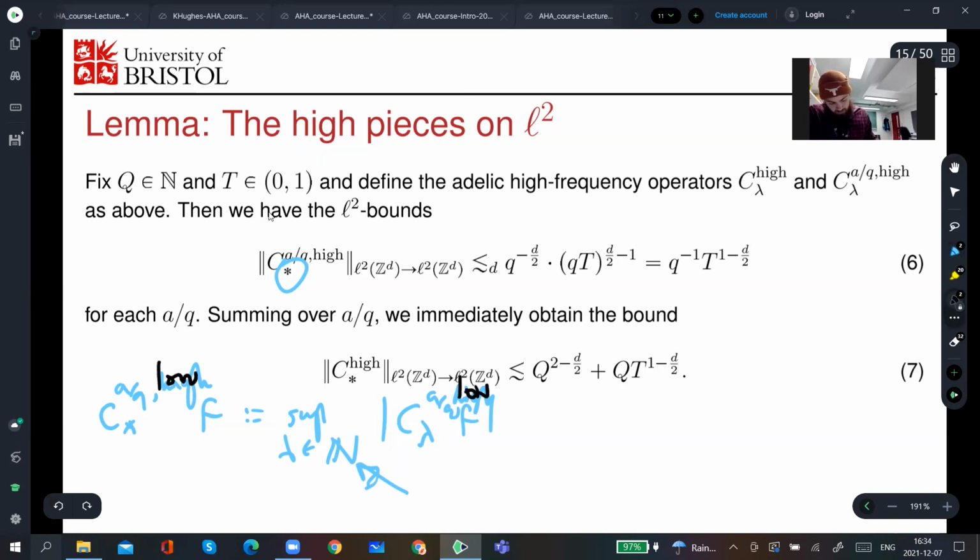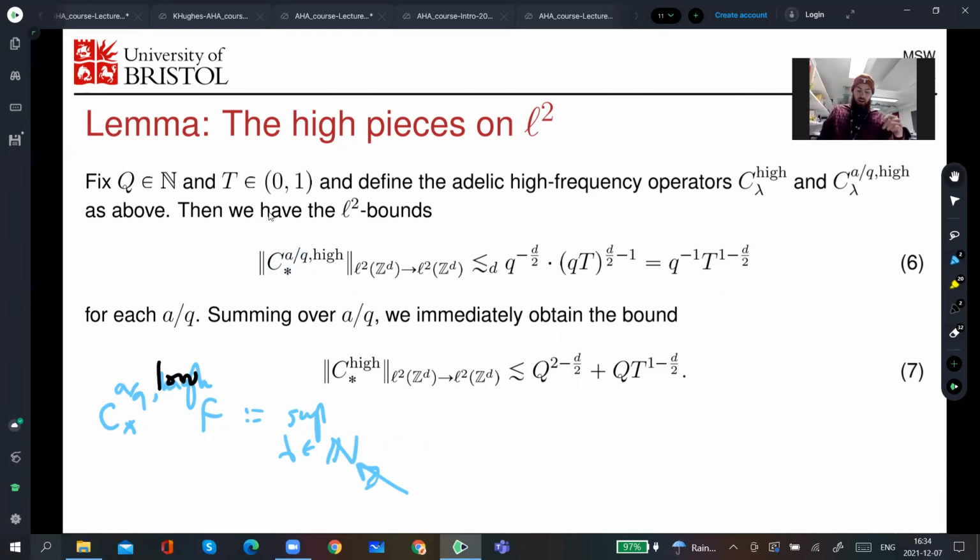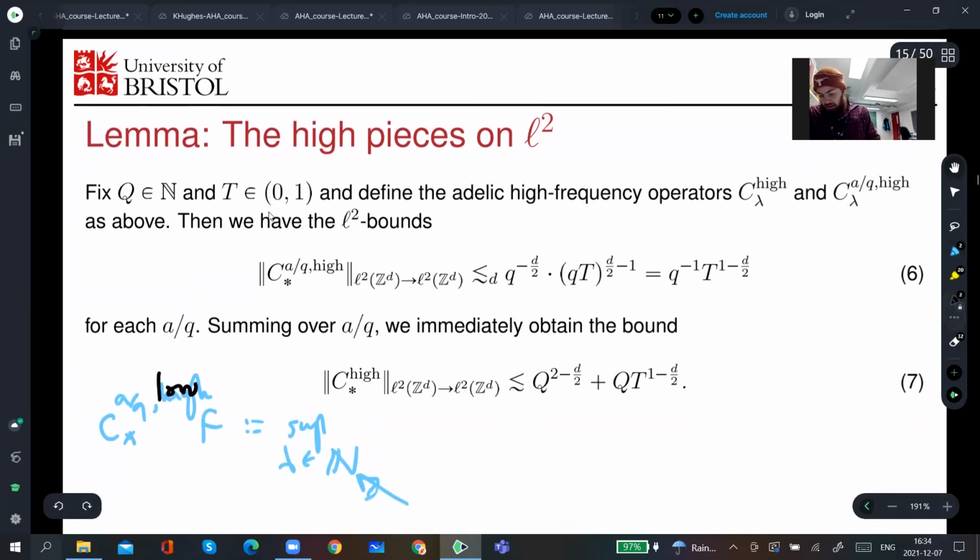Then it's the same definition, or the analogous definition, to be precise. All right, what was I saying? Well, I was just saying that when you look at these operators, C of AQ and the high part, and you form the maximal function over them, then on L2 you have the following good bound for it. It is at most Q inverse, where Q is the modulus, A over Q, and then times our threshold, T to the 1 minus D over 2.